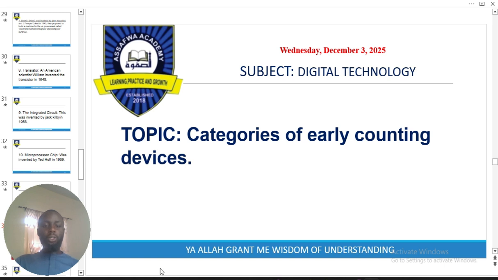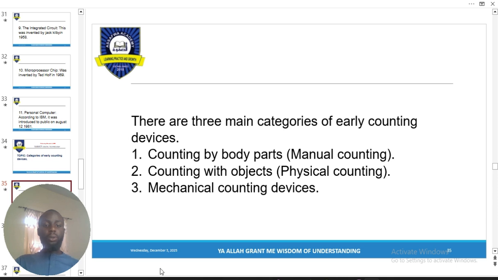So going to the next topic, which is the categories of early counting devices. We have three main categories of early counting devices. The first one is counting by body parts, which is the manual counting. The second is counting by objects, which is the physical counting. The third one is the mechanical counting devices.